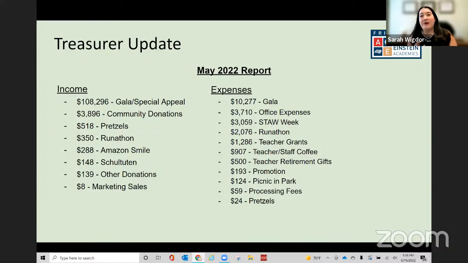Sorry. We did lose our typical storage space on campus and had to put out that expense. We had over 3,000 for our staff appreciation and teacher appreciation week.